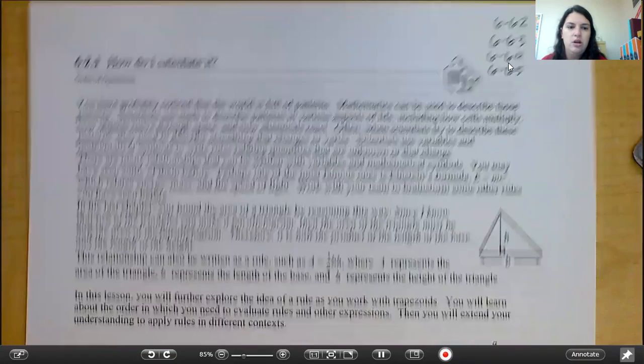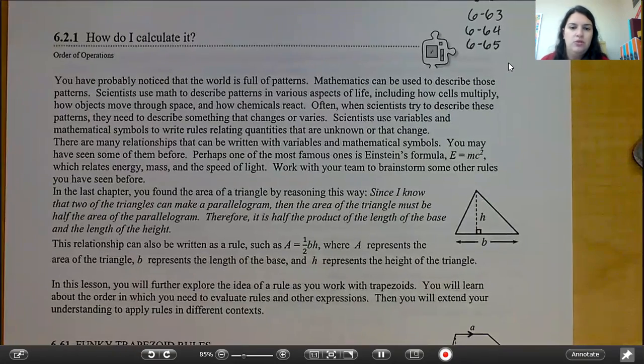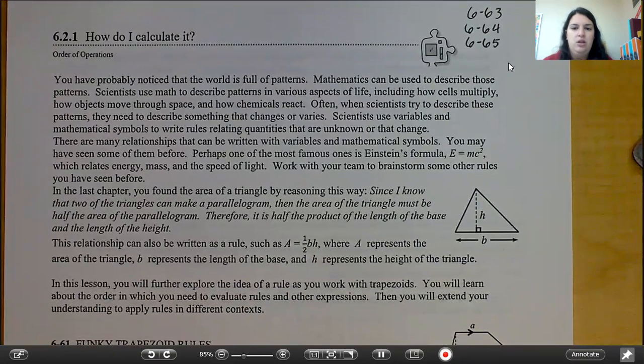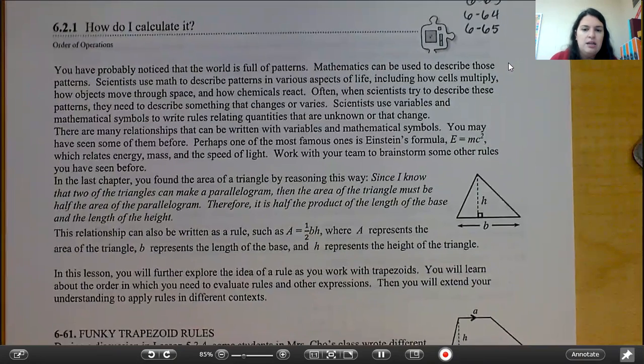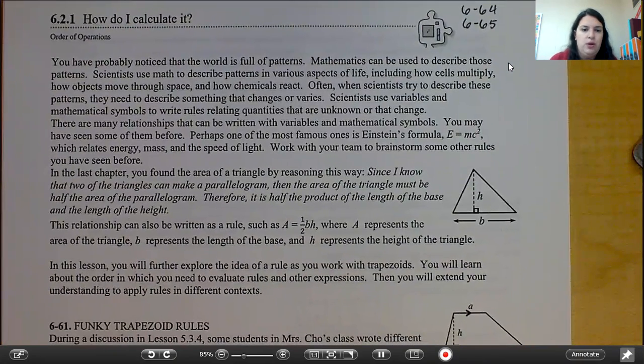Order of operations. You have probably noticed that the world is full of patterns. Mathematics can be used to describe those patterns. Scientists use math to describe patterns in various aspects of life, including how cells multiply, how objects move through space, and how chemicals react. Often, when scientists try to describe these patterns, they need to describe something that changes, or varies. Scientists use variables and mathematical symbols to write rules relating quantities that are unknown or that change.